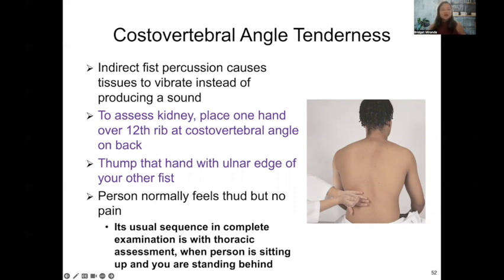And so indirect fist percussion, you're going to place your hand over that 12th rib area at that costovertebral angle. Okay, so you're going to outline that and remember your landmarks. That inferior scapular area is at the 8th intercostal space, and then you can kind of estimate or you can feel the spine for that 12th rib. You're going to use the ulnar edge of your fist to thump your hand on the back. And what we're checking for is the presence of possible kidney inflammation, telling us that they maybe have pyelonephritis or kidney infection.